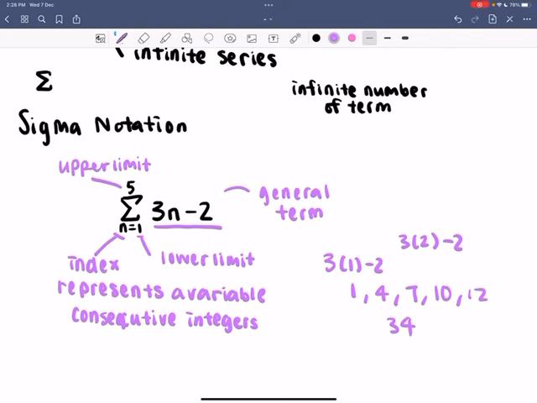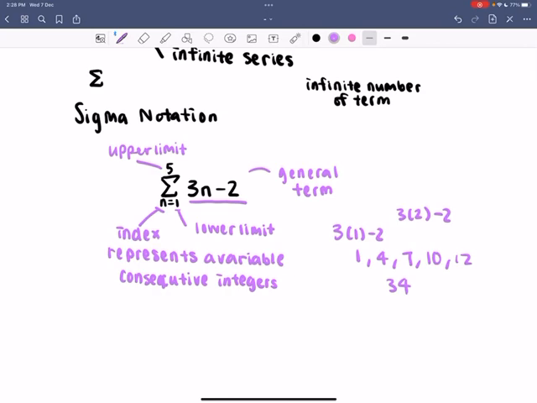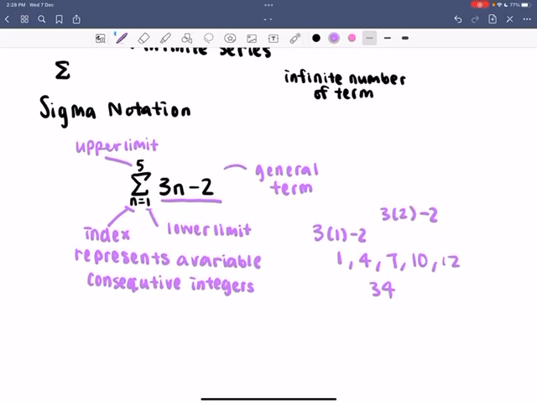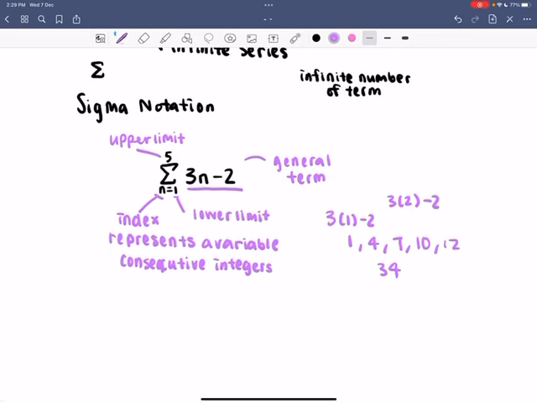And so yeah, as I said, consecutive n values are substituted into the general term until the upper limit is reached. In this case, it's 5, and that would be the last value substituted. So you do include the upper limit. So this is for a finite series. For infinite series, the upper limit is infinity because you're adding an infinite number of terms. In the formula I've written, you're adding up 5 terms. And then, as I said before, infinite series, you're adding up an infinite number of terms.